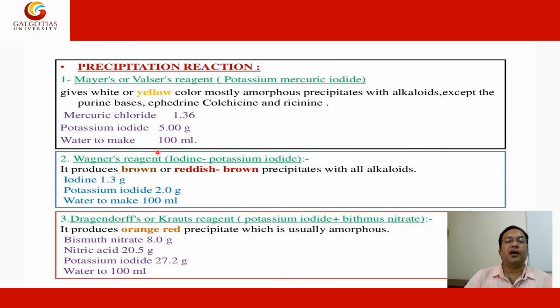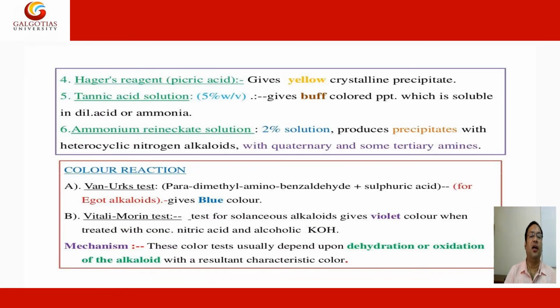Precipitation reactions, different types of tests, are also done. Mayer's reagent, which contains potassium mercuric iodide, gives a yellow, mostly amorphous precipitate with alkaloids, except purine bases, ephedrine, colchicine and ricin. Wagner's reagent, which contains iodine and potassium iodide, produces a brown to reddish-brown precipitate with alkaloids. Dragendorff's or Kraut's reagent, potassium bismuth iodide, produces an orange-red precipitate, usually amorphous in nature. Hager's reagent, which is picric acid, gives a yellow crystalline precipitate.